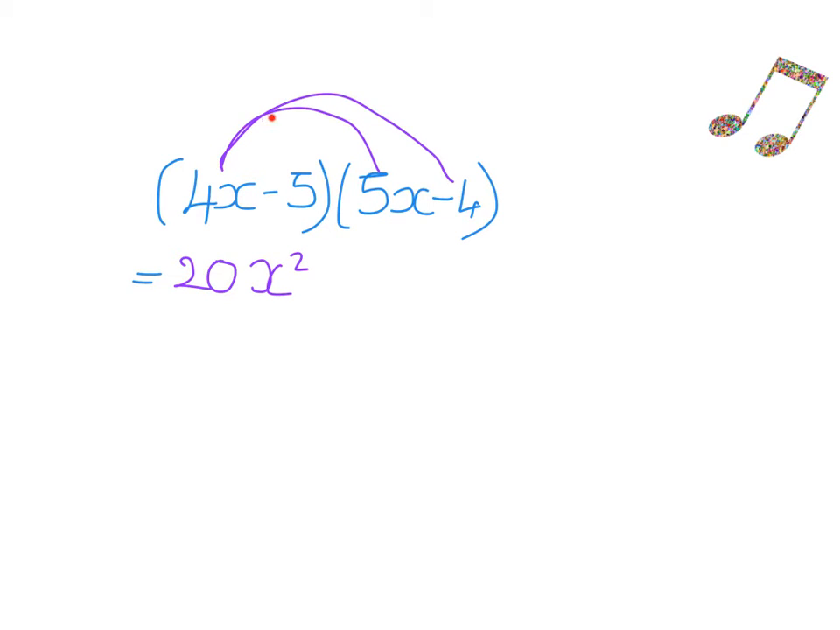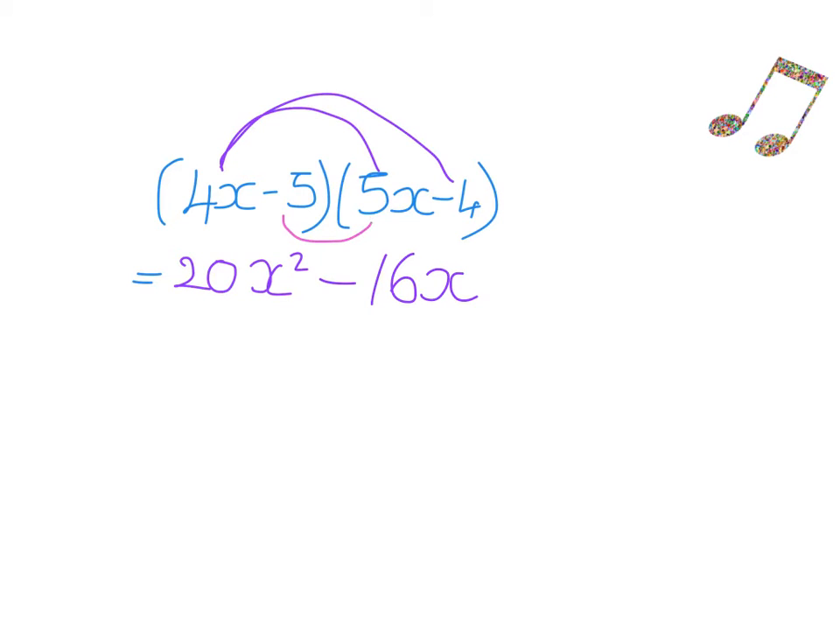And then I'm going to take the 4x and multiply by the negative 4. So I've got a positive 4x multiplying by a negative 4, so my answer is going to be negative. So I'll just write that down just now. And then I've got 4 times 4 is 16, and it's multiplied by x, so 16x. Good. So I've multiplied the 4x by everything.